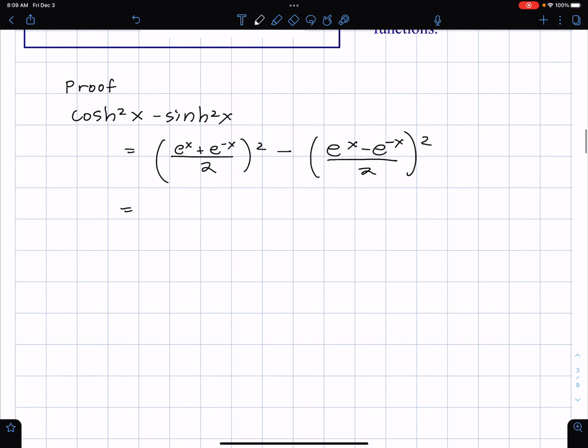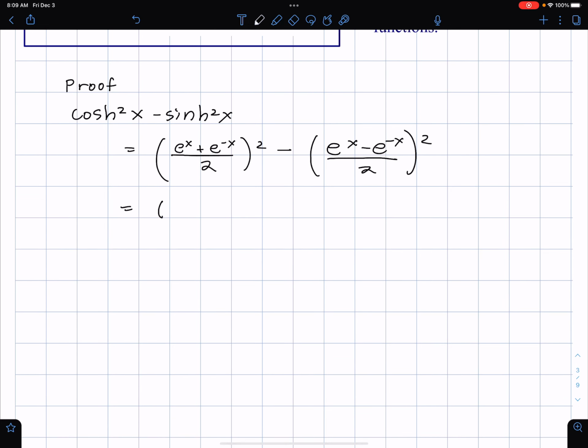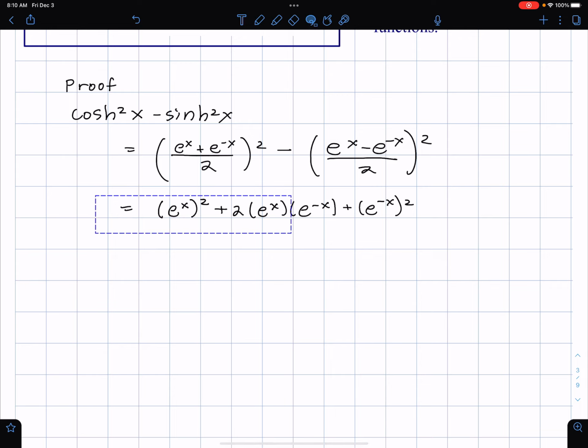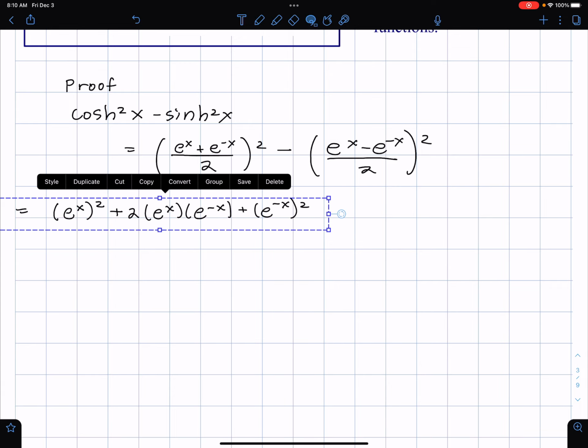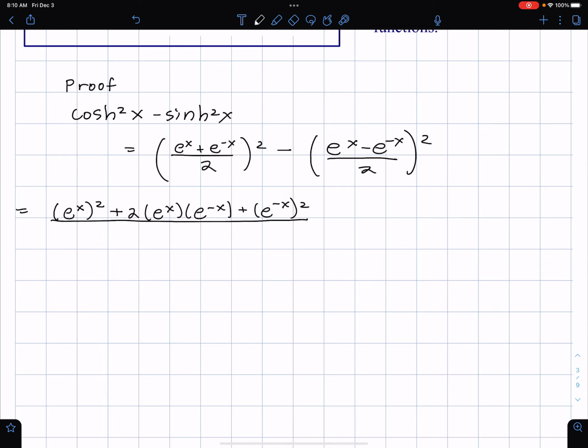All right, now I'll expand using binomial expansion. So I get the first term squared, that's e to the x, plus 2 times the first term times the second term. I take these two, multiply together, times 2, plus the second term squared. That does it. And then I divide that all by 2 squared, which is 4.